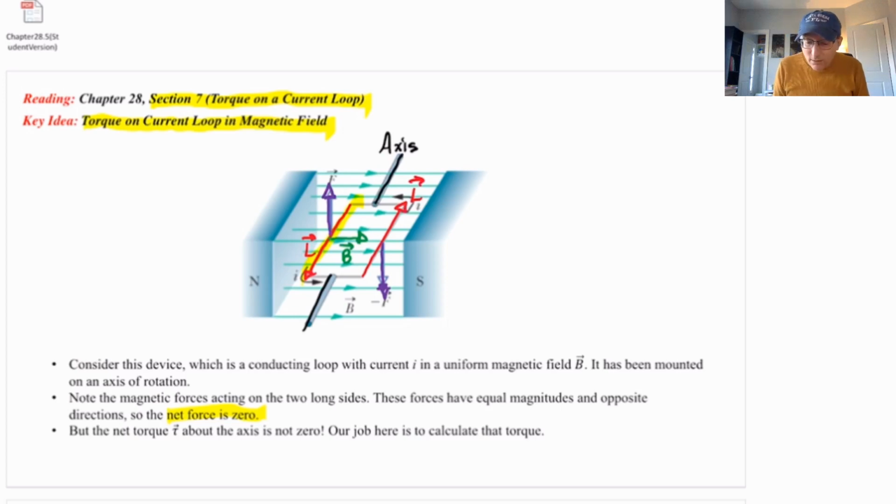And I know that it will, because I can see that for the axis of rotation and those two forces together, there will be a net torque, tau arrow, about the axis. And our job here is to calculate that torque. Okay? Now, in order to do that calculation, we're going to have to draw this same device, pictures of it, from a number of different perspectives.